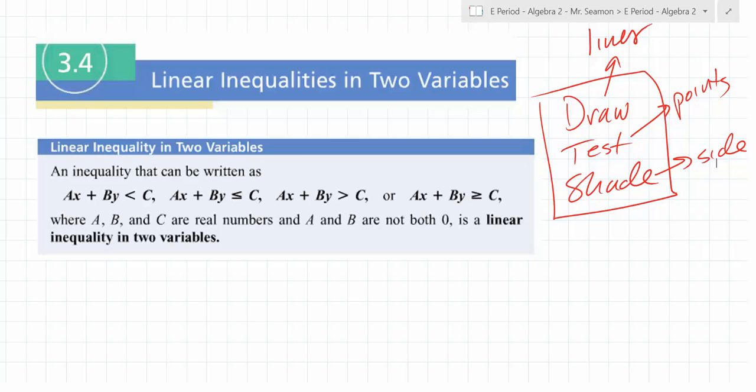One side or the other. If it's equal or not. If it's strictly greater than or strictly less than, it's going to be a dotted line. If it's greater than or equal to or less than or equal to, it's going to be a solid line.